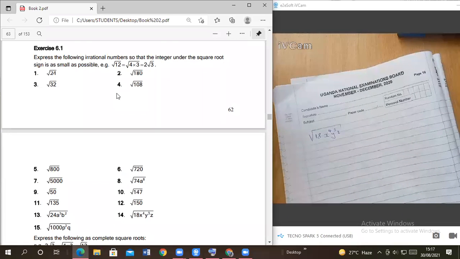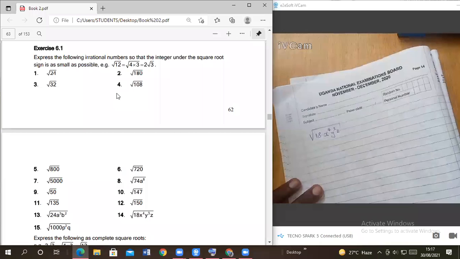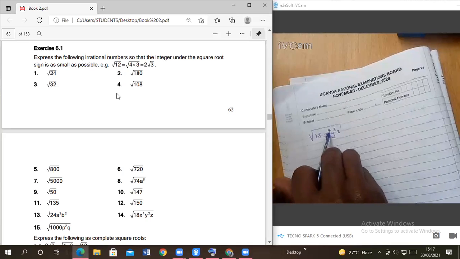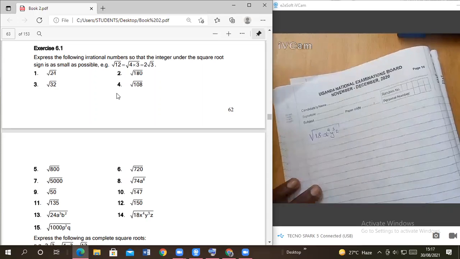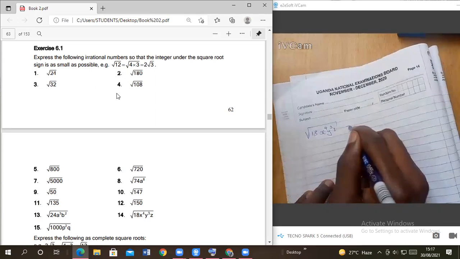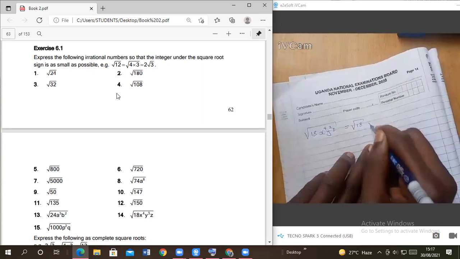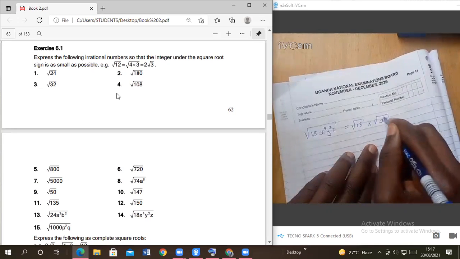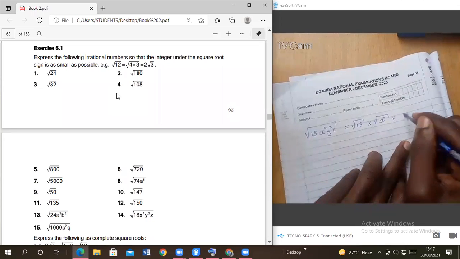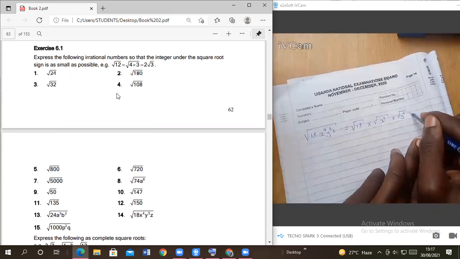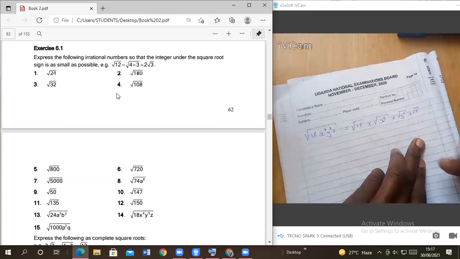We have the square root of 18 x to the power 4, y to the power 3, z. Now, when you look at that one, how many terms do we have? We have 18, then x to the power 4, then y to the power 3, then z. So we are going to break them up. We shall have root of 18 times root of x to the power 4, times root of y to the power 3, times root of z.